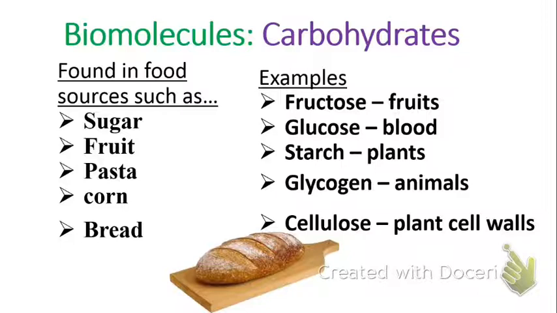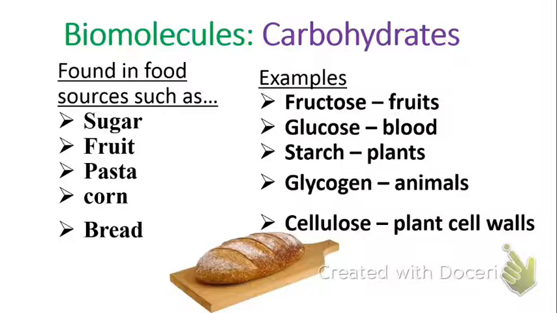So a lot of fruits, also candy obviously has sugar in it, and then pasta, corn, bread, most fruits and vegetables. Some specific examples are fructose, glucose. When you hear about a high blood sugar level, you're actually talking about a high blood glucose level. That means there's a lot of sugar in your blood or a lot of glucose in your blood.